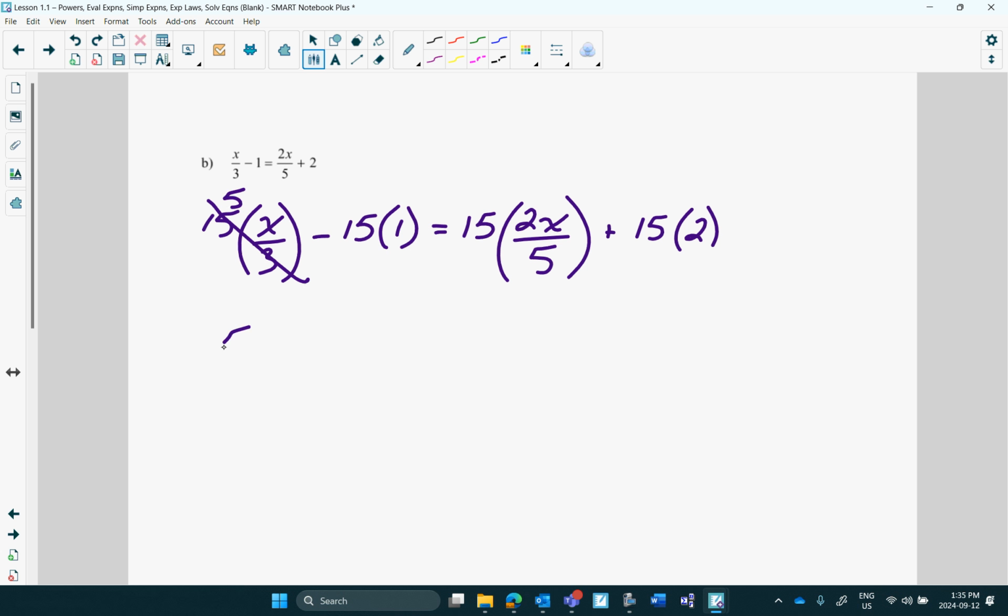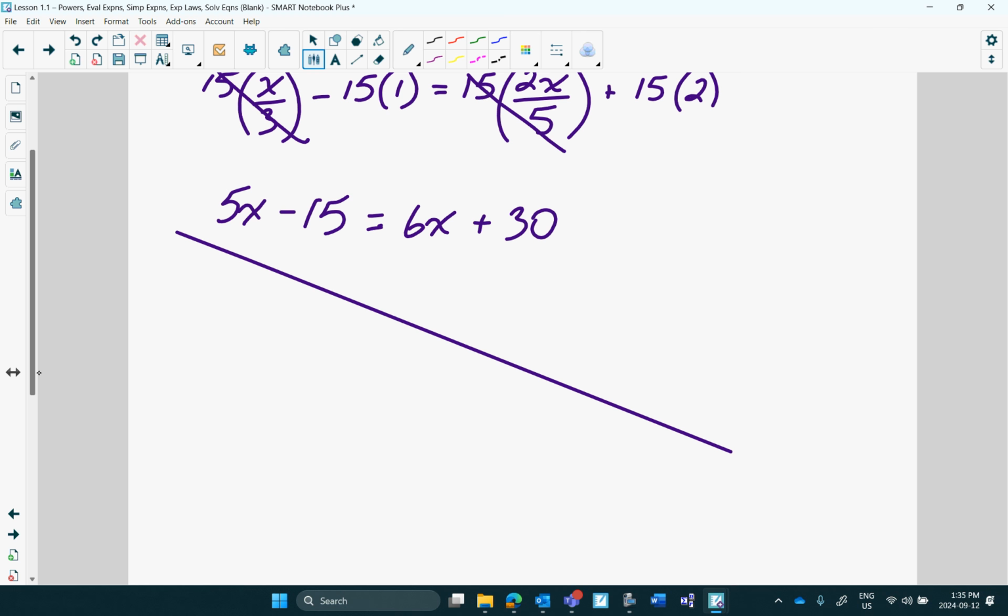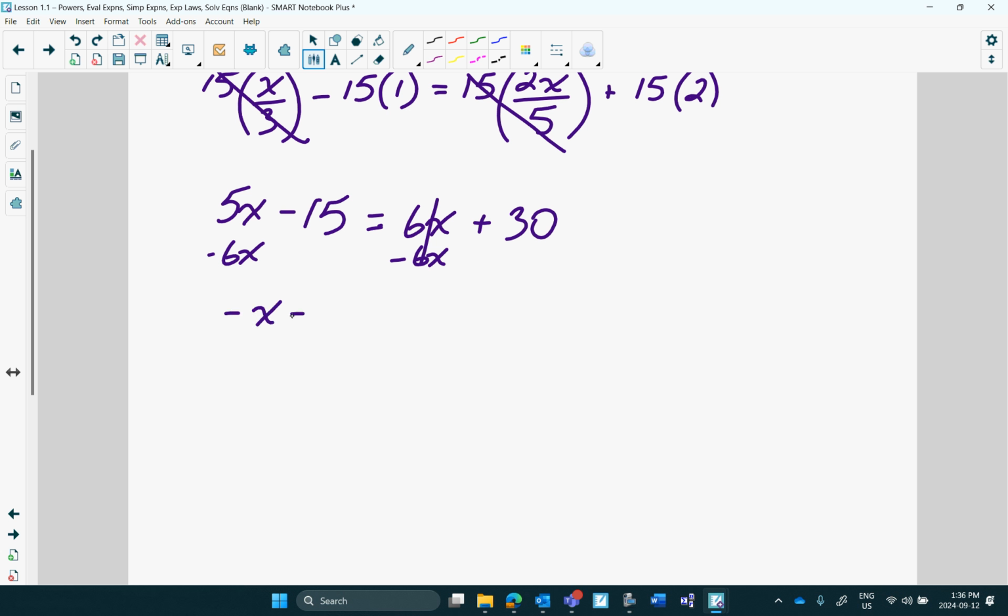5x, right? Minus 15. What does this become? 3 times 2 is 6, so 6x plus 30. Now we've got a straightforward equation, variables on both sides, so we can take the 6x over. Subtracting 6x, what does the equation look like after you do that? Negative x minus 15 is equal to 30.